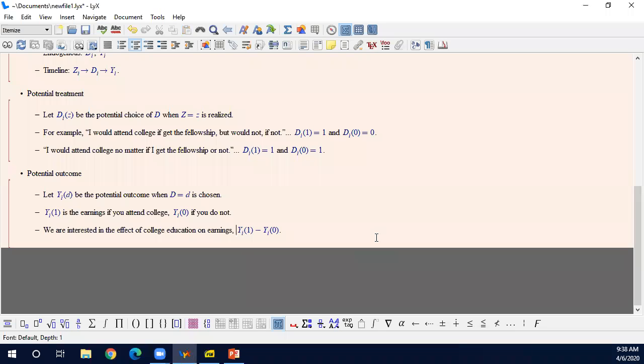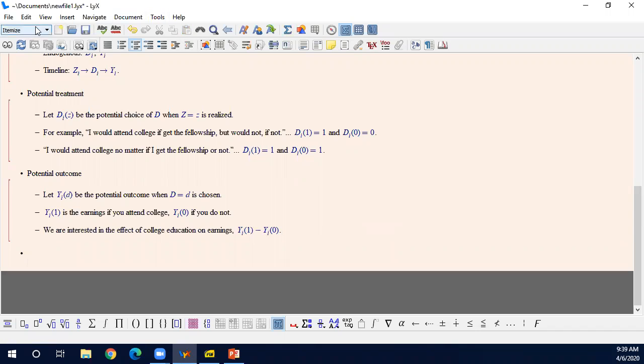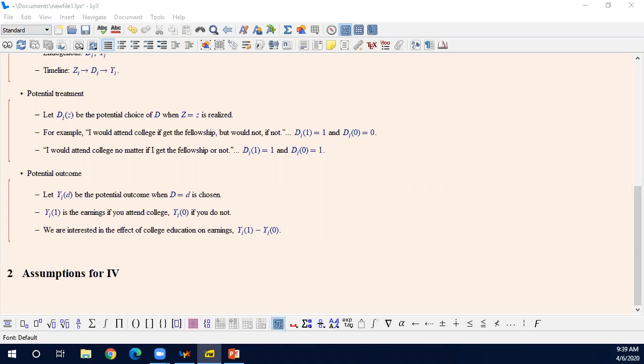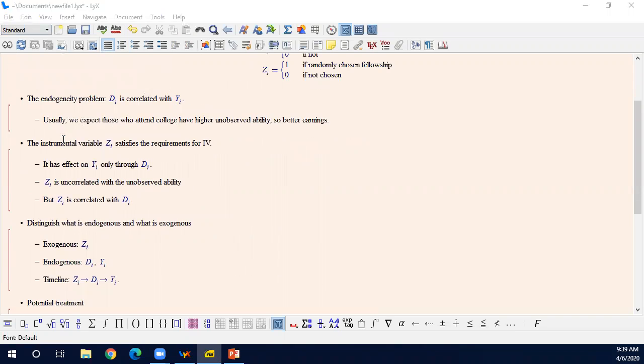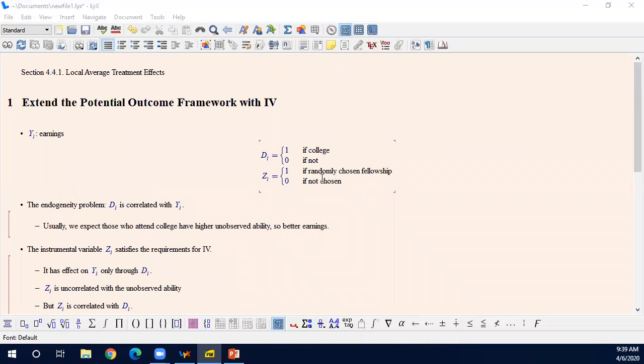I continued from the previous video about the potential outcome framework with the instrumental variable. Now we are going to think about the assumptions that we needed for the instrumental variable. Previously, we learned the assumptions for the instrumental variable simply in one sentence. Z should affect the outcome only through the treatment. In this example, the random fellowship should affect the earnings only through the education.